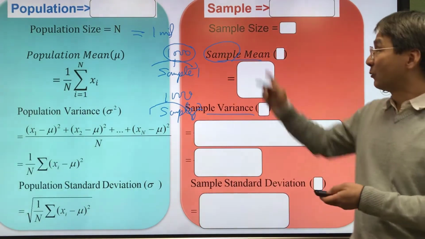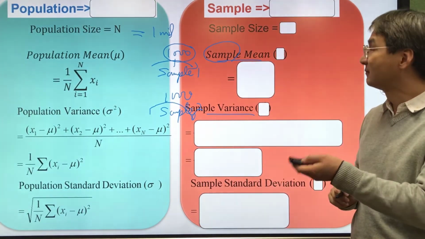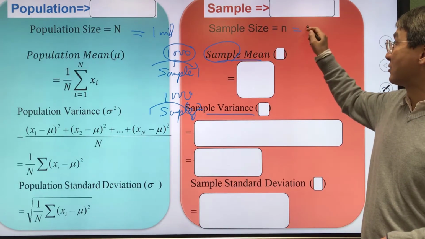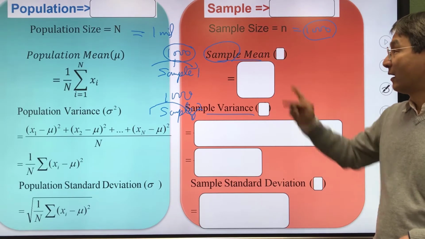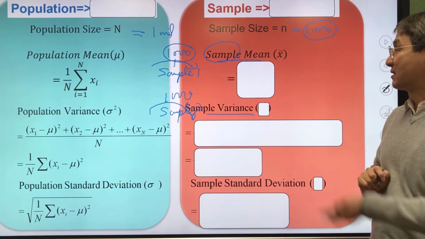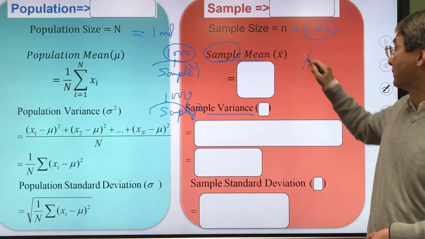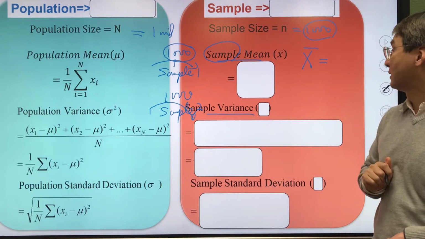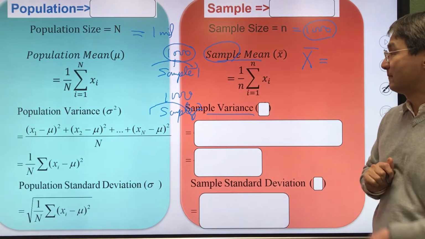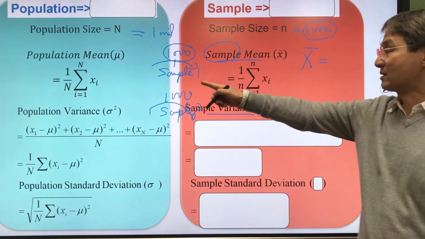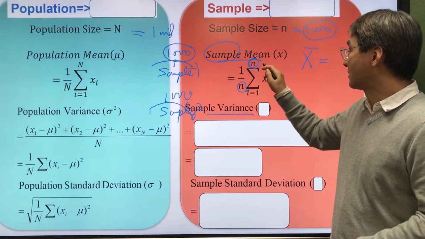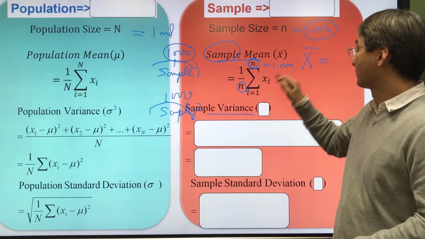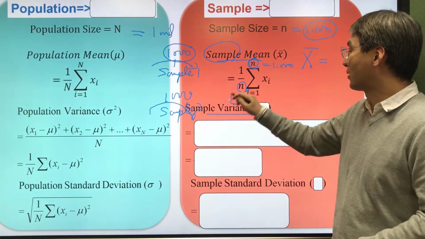So first, what is the sample size for this example? This is 1,000. We chose 1,000 students out of 1 million. And then the sample mean, the symbol is X bar. How do we define the sample mean? Same as the population. The only difference is the sample size. This is 1,000, so we divide by 1,000.